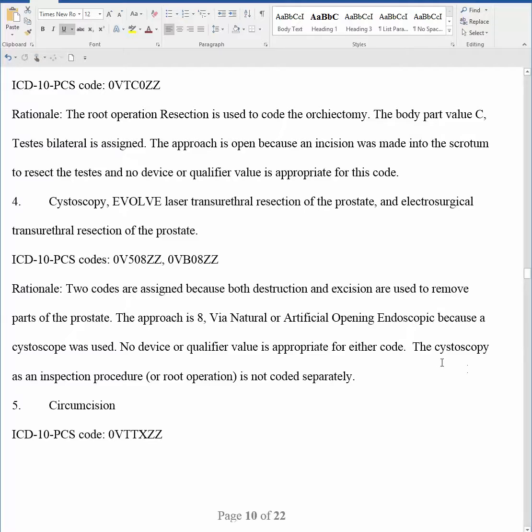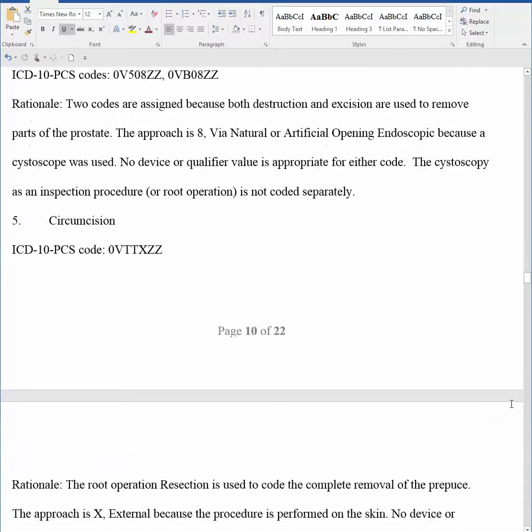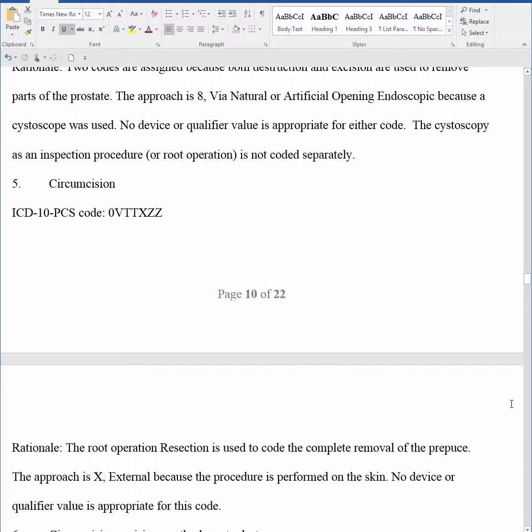And the cystoscopy is not separately coded. We're reflecting the cystoscopy as a surgical approach with the 8 character value in both of our codes. Number 5 is a patient who's coming in for a circumcision.